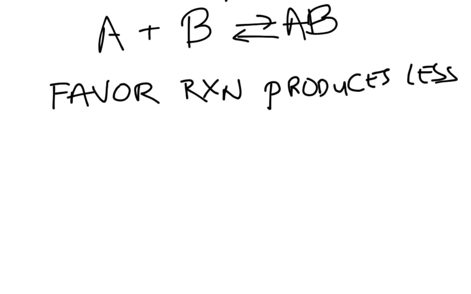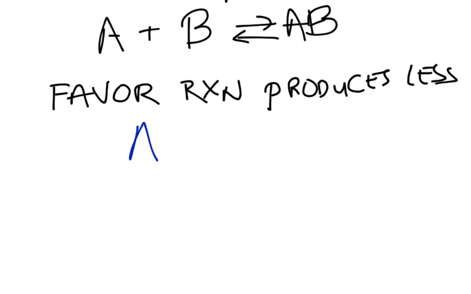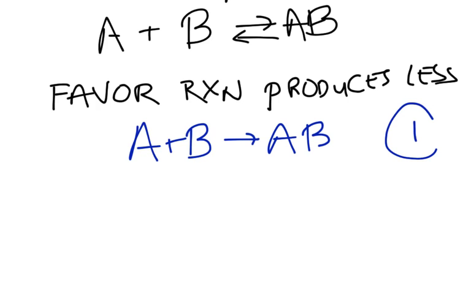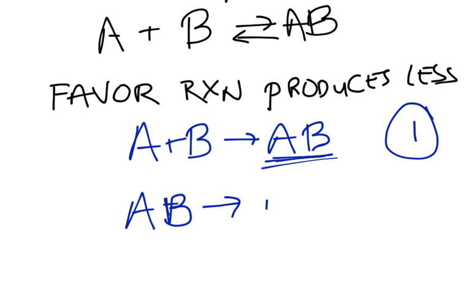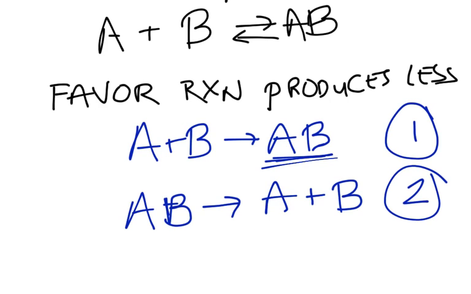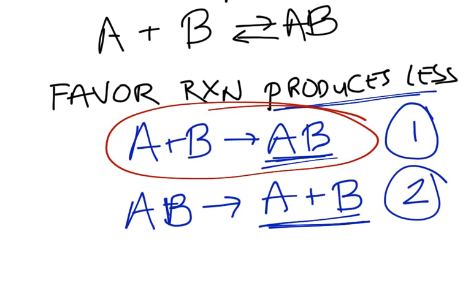So let's think about this. A plus B yields AB. If we look at the forward reaction, A plus B making AB, I am making one molecule. That's all that is. That is one thing right there. The reverse reaction is AB breaking down as A plus B. That's making two molecules. So if I want to favor the reaction that produces the least, I am going to favor this reaction right here. With a pressure change like that, whatever favors the least is what I'm going to do.